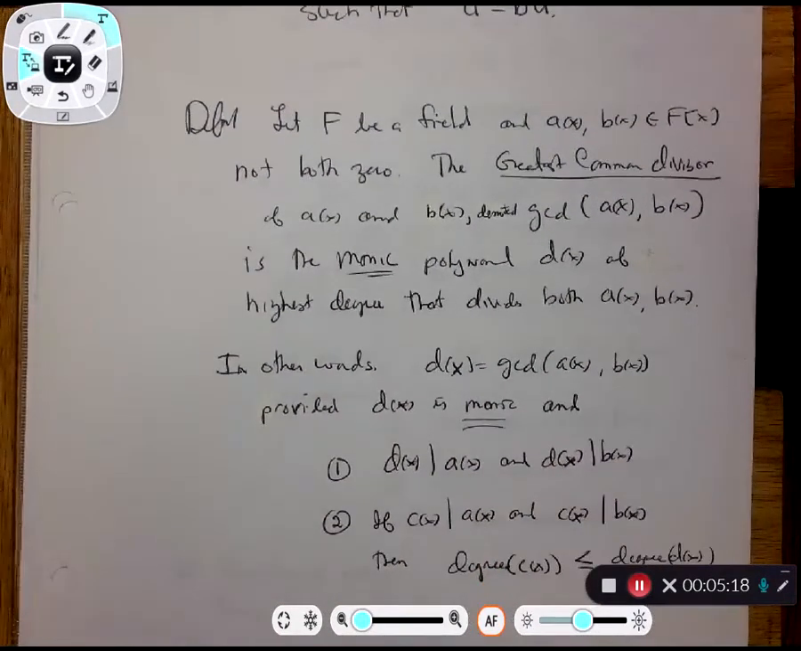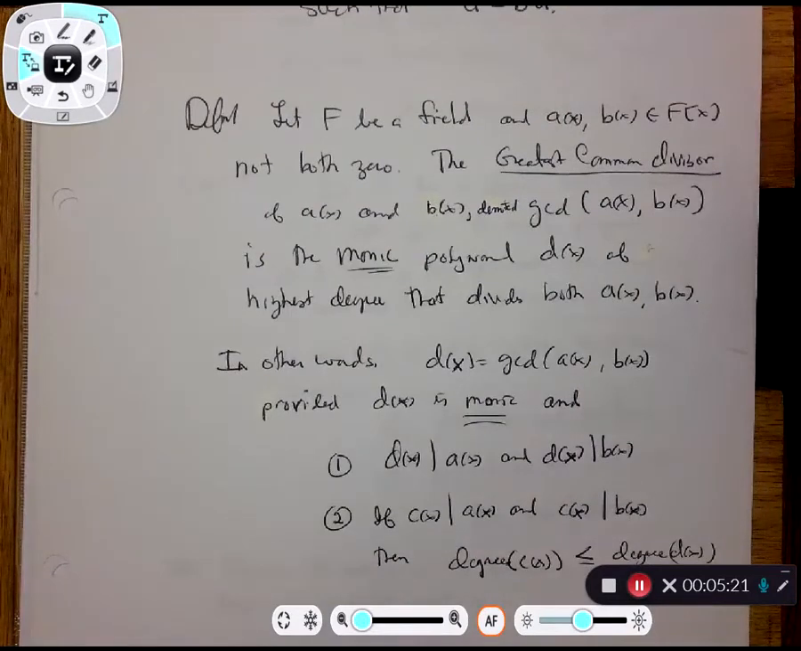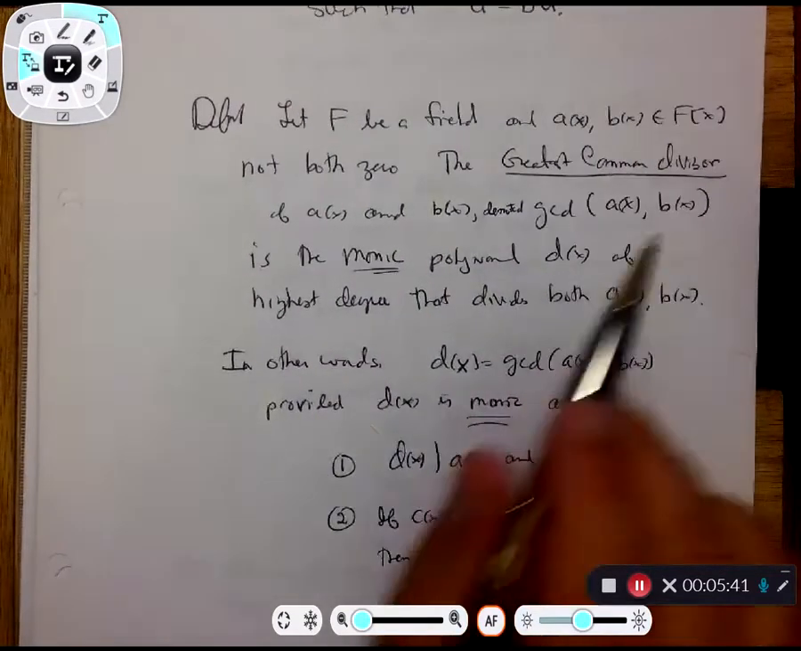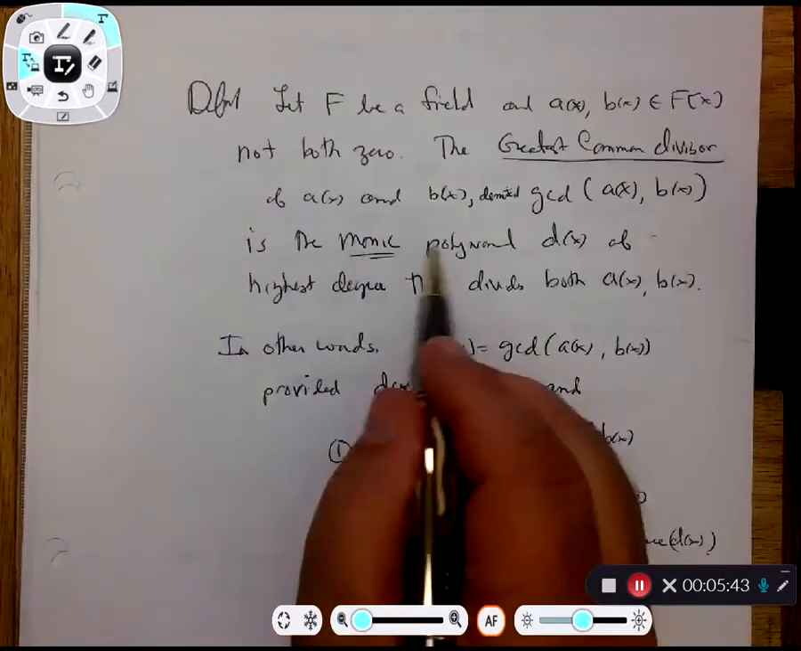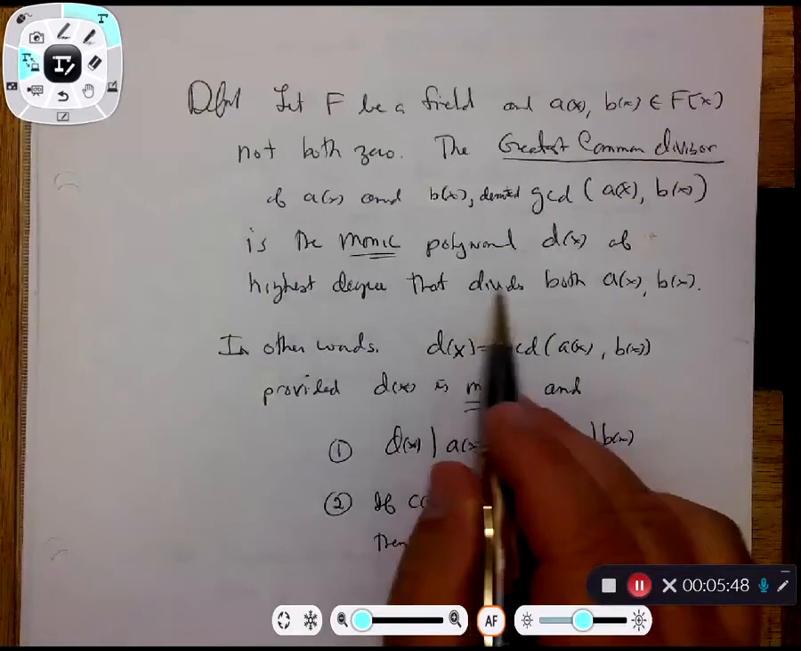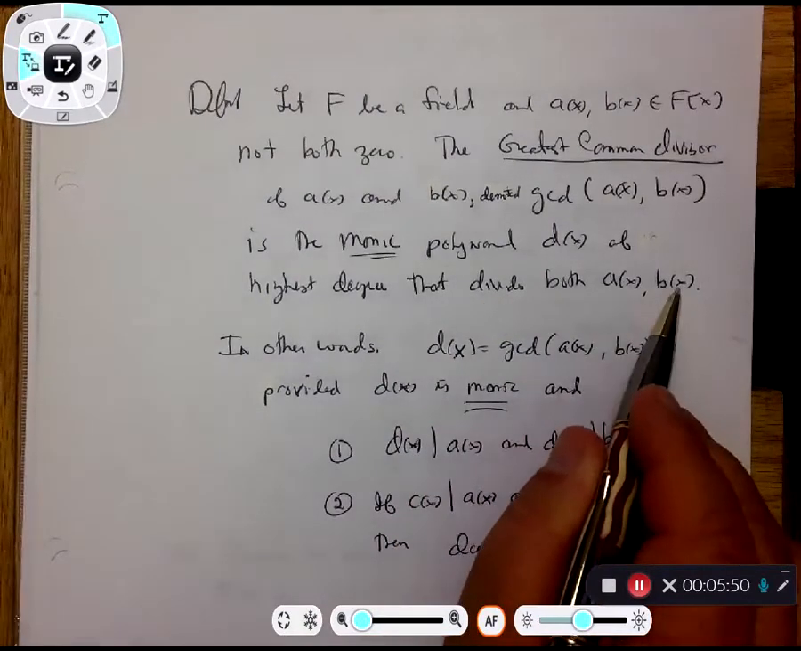Definition. And don't be surprised by this. Again, look for patterns. Definition. Let F be a field and A of x and B of x be elements of F adjoined x, not both 0. The greatest common divisor of A of x and B of x, denoted GCD of A of x comma B of x, is the monic polynomial D of x of highest degree that divides both A of x and B of x.